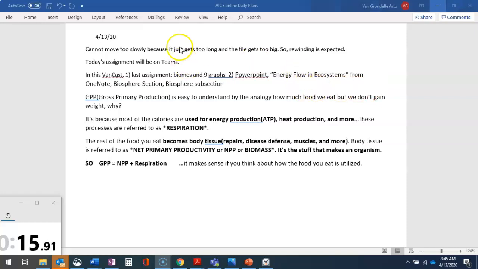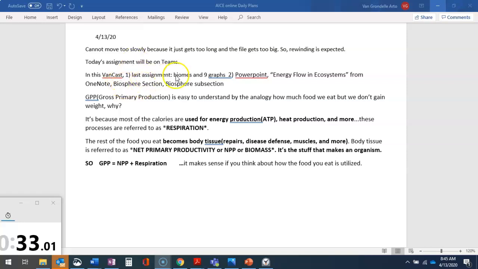Just keep in mind, these have to be not too slow because the file gets too big and it just takes too long. So you're expected to rewind to stuff. Today's assignment will be on Teams. Pretty simple one, I think.